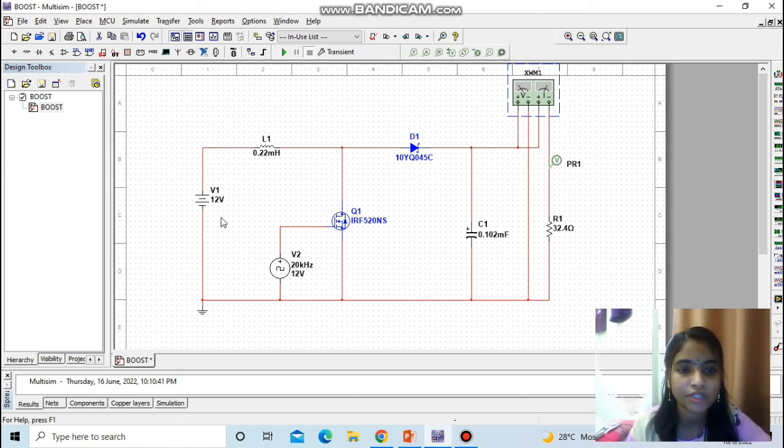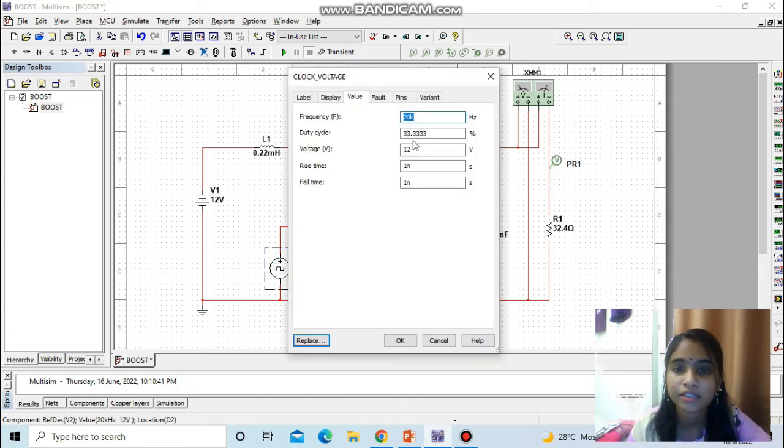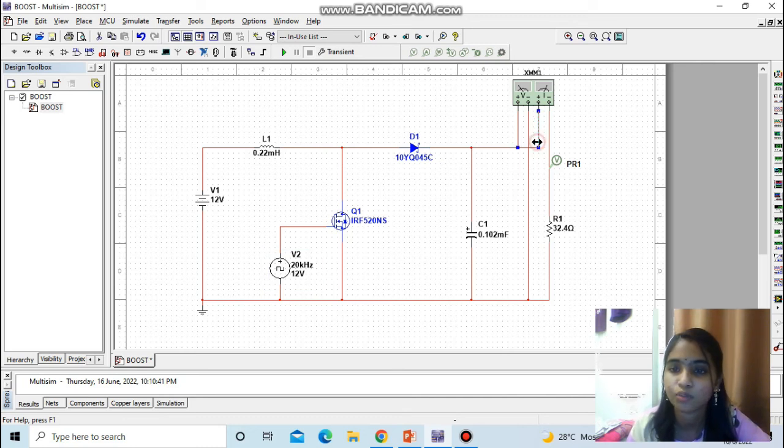The input voltage we give is 12 volt, inductor 0.22 millihenry, and this is the diode, capacitor 0.102 millifarad, and resistor 32.4 ohm, and the duty cycle is 33.33%. And this is the wattmeter we construct to run the transient analysis. Now I will run the transient analysis.